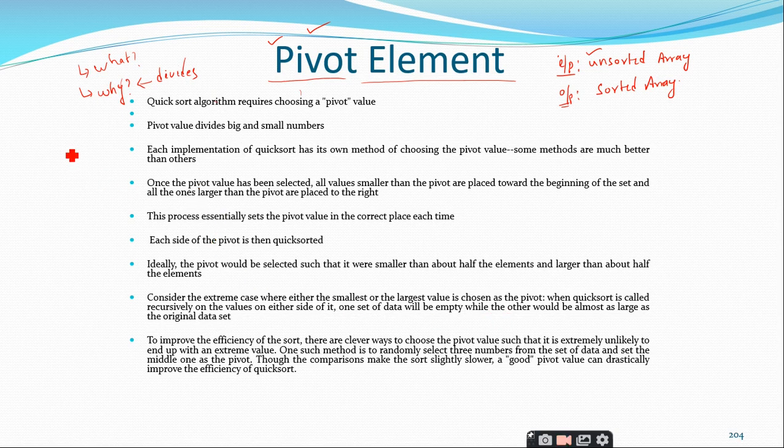And once we have the pivot element, let me show this here. If this is the pivot element, all the elements towards this left hand side will be less, and all the elements towards this right hand side are more. This is less and this is more.